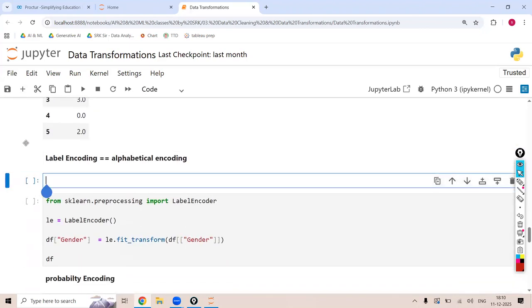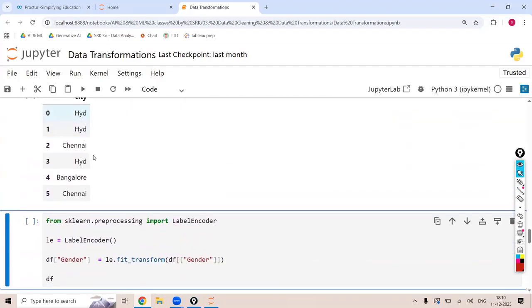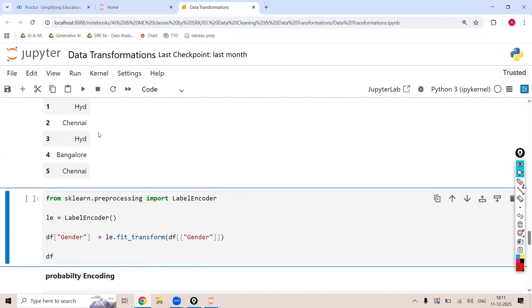Now, first I'm going to take the data set where I have some cities: Hyderabad, Chennai, Hyderabad, Bangalore, and Chennai. First, what we have to observe? Unique values. What are the unique values? Hyderabad, Chennai, Bangalore. Total, how many unique values are there? Three unique values. Since we have less number of categories, we are going to do the nominal encoding, as I already told you, nominal or ordinal.